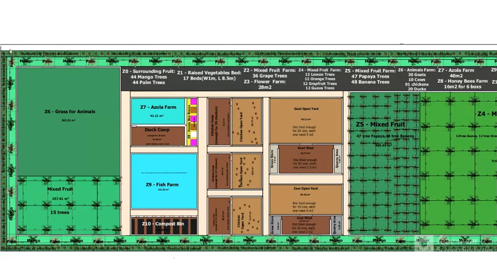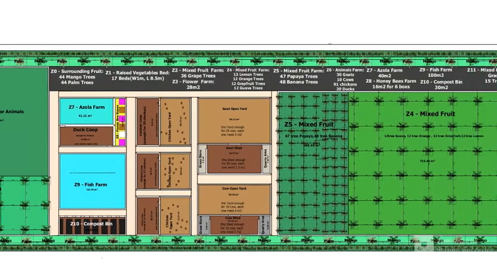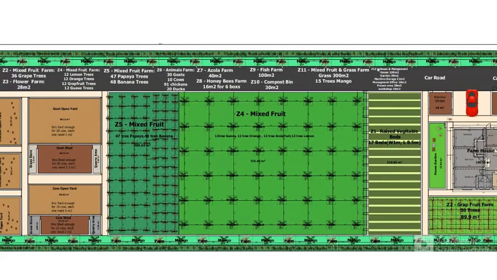It is 130 meters long from this side, and from this side it is 32.5 meters. The total of it, 1 acre, is about 4200 square meters. This includes about 12 zones or 12 projects inside this farm.